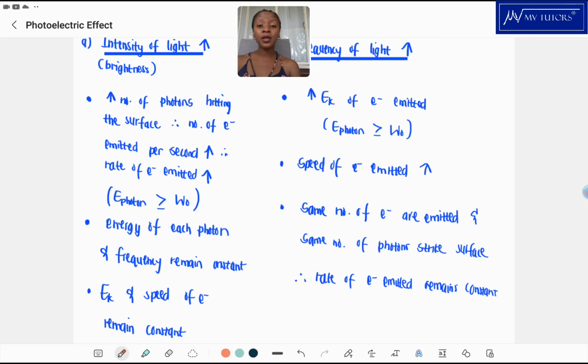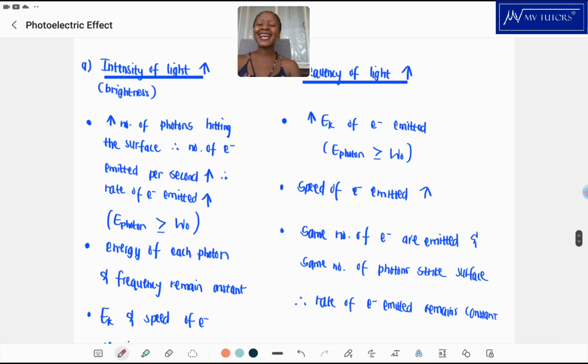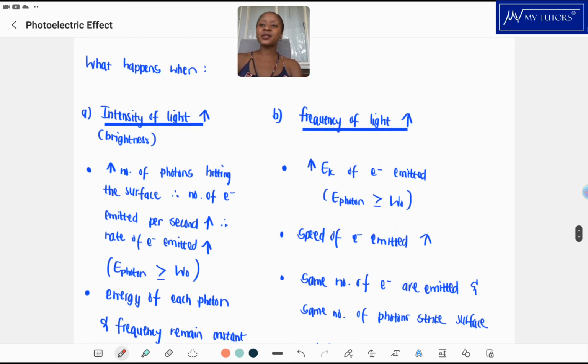Okay, therefore the kinetic energy of the electron will also remain constant, as well as the velocity, the speed. So intensifying the light has to do with the number of photons hitting the metal surface, as well as the number of electrons being emitted. It has nothing to do with the frequency or the energy or the kinetic energy, as well as the speed. Those remain constant. Now let's get to the frequency of light.